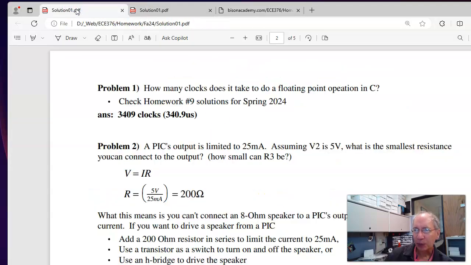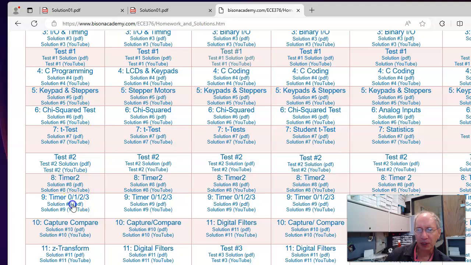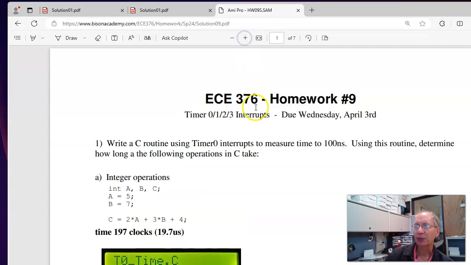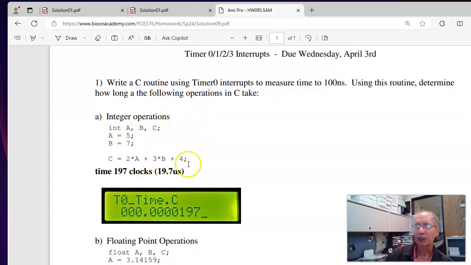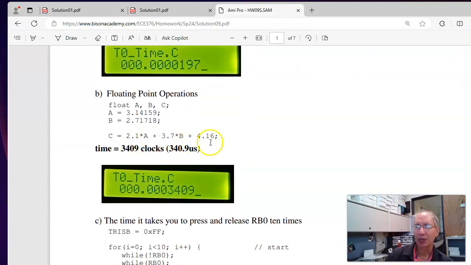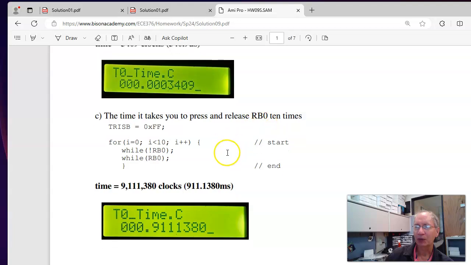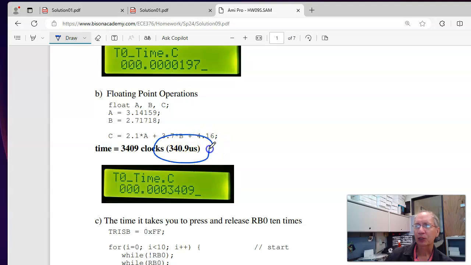If I look at spring 24, homework number 9, click on the solutions. These are the solutions from last semester. It was using your PIC microprocessor. I can record times. How long it takes to do an integer add, that's 19.7 microseconds. How long does it take to do a floating point operation, 340 microseconds. How long it takes me to hit and release RB0 10 times, 911 milliseconds. This is the one that I want. So it takes 340.9 microseconds to do this floating point operation.